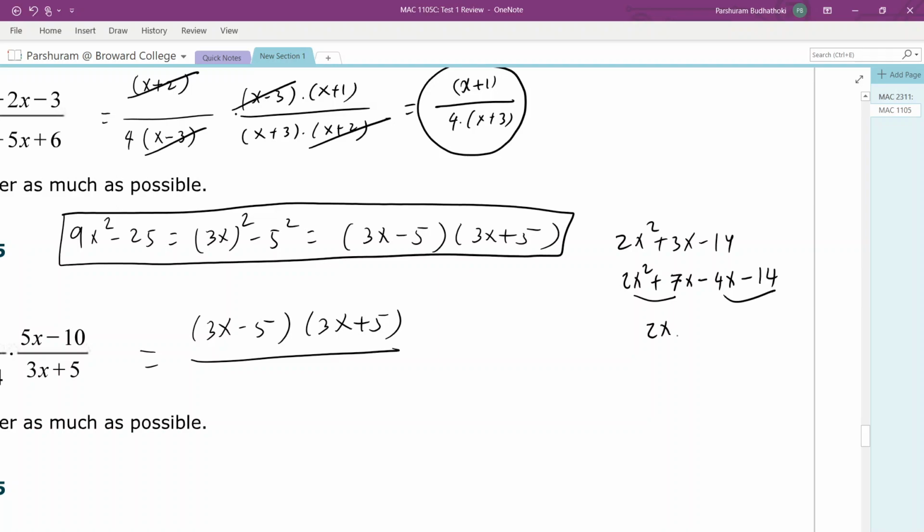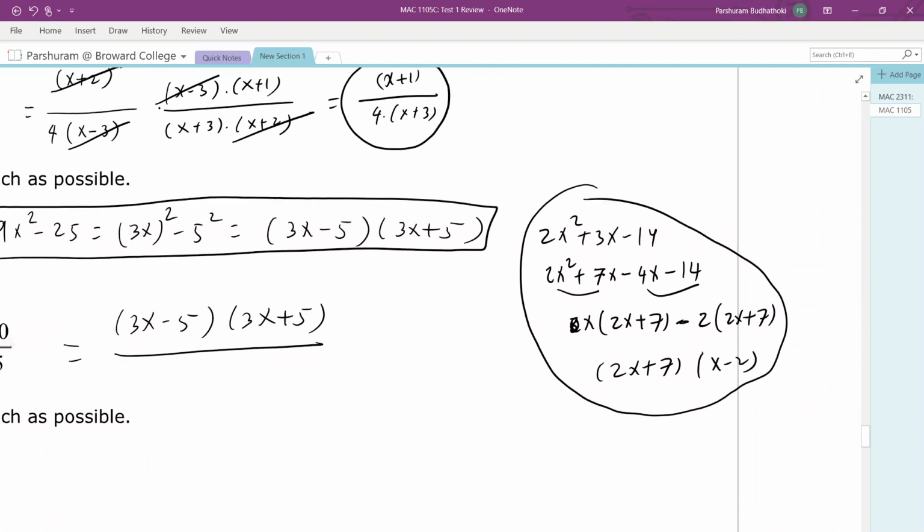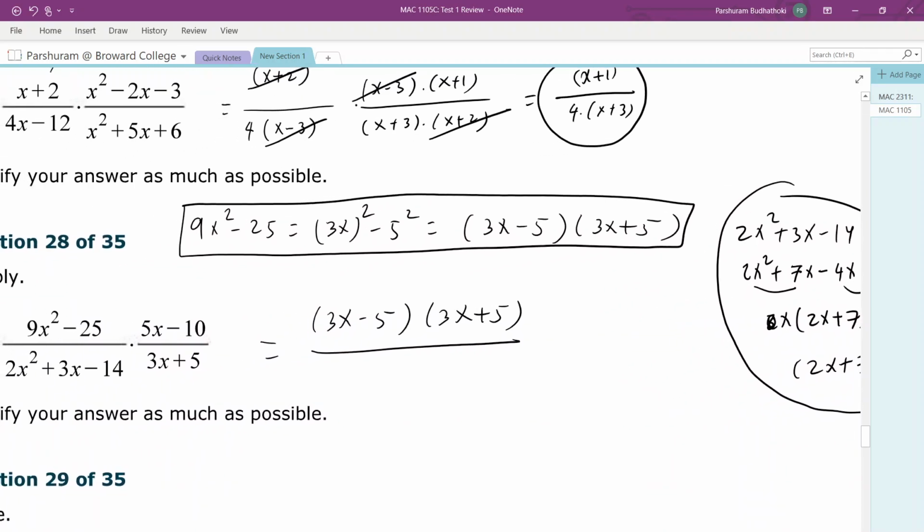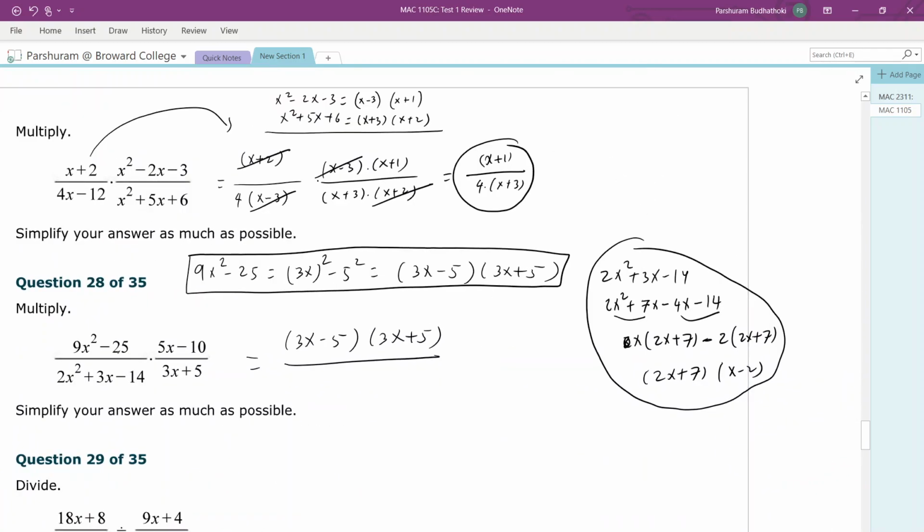Here the common factor is x, which gives x(2x plus 7), and from the last two terms it's 2, so it's 2(2x plus 7). So the factors are 2x plus 7 times x minus 2. These are the factors for 2x squared plus 3x minus 4, which is the denominator of the first expression. So I'm going to use these factors here, 2x plus 7 times x minus 2. These are the factors for the first rational expression.